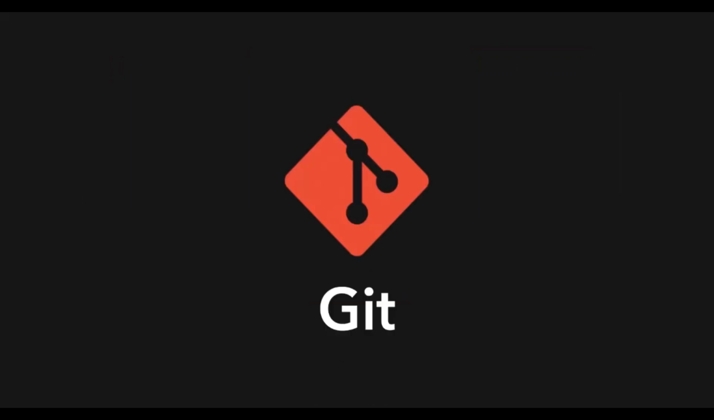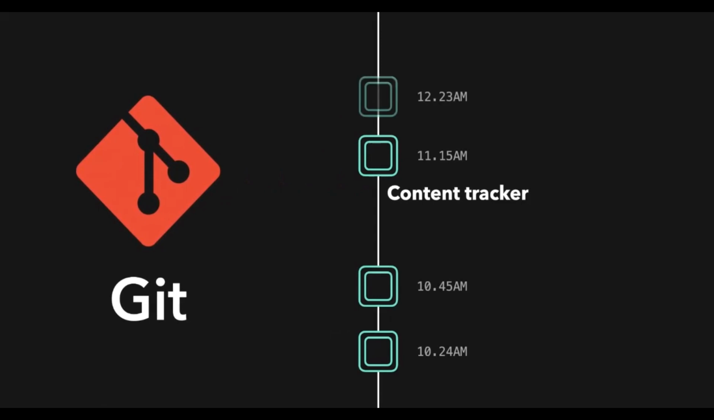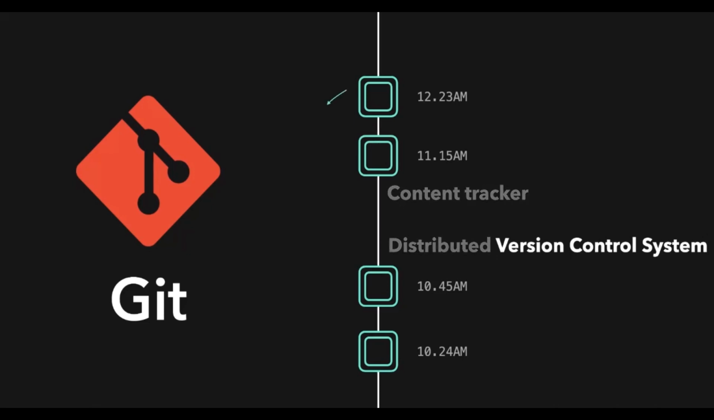In this case, Git can help you out. Git is a content tracker, it stores all our code changes, and it's also a distributed version control system. A version control system basically means that we can go back in time and work with a different version of our codebase, since Git stored it all, and work with branches, which will be covered later on.